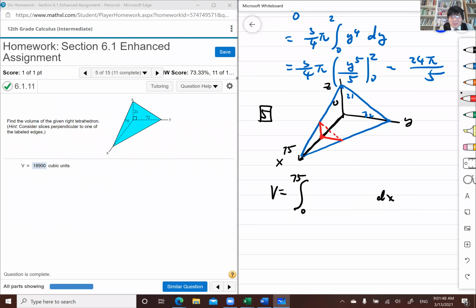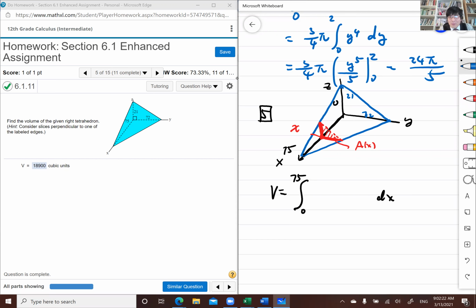Okay, so that's gonna be the area. That's gonna be the shape of the cross-section at the randomly chosen point x on the x-axis. To find the area of this one, we need to know the length here and the length here. To do so, you will need to use the ratios of the similar triangles.